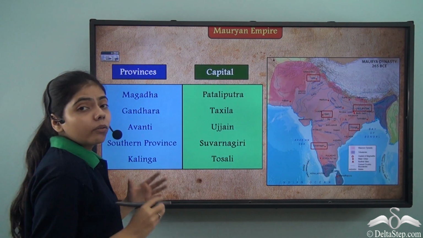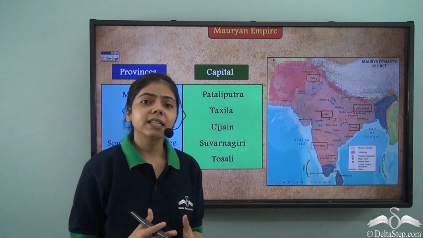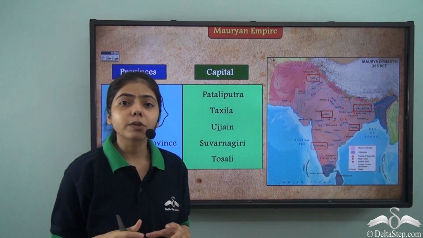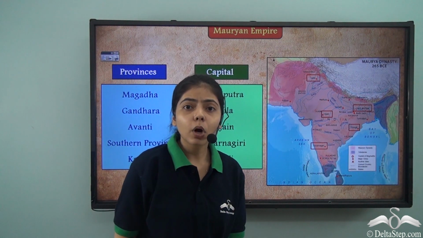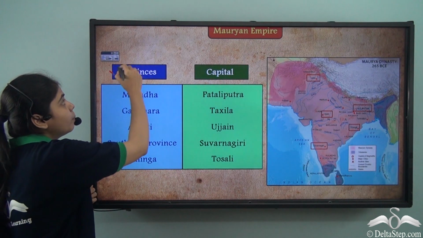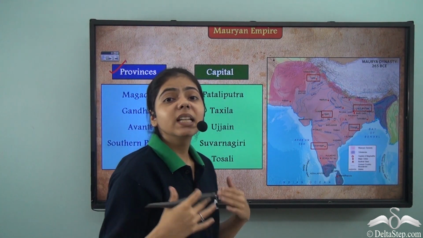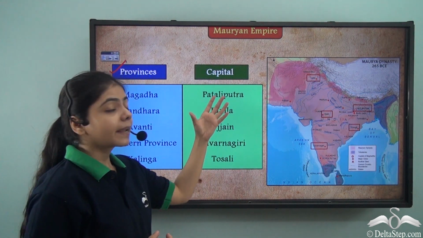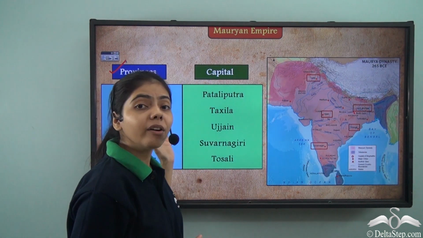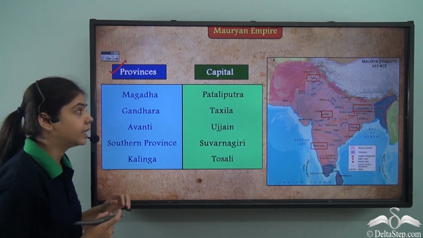Now, obviously, such a huge empire would ideally have to be divided into many provinces to be governed at smaller levels. So this Mauryan Empire was divided into provinces. Like today the country of India has many states. Similarly, at that time the Mauryan Empire used to have provinces. So the Mauryan Empire had 4 provinces initially.